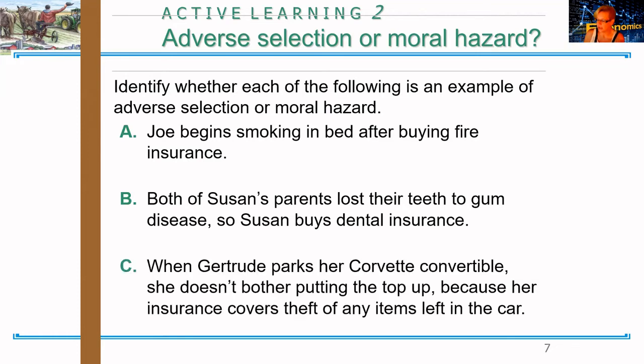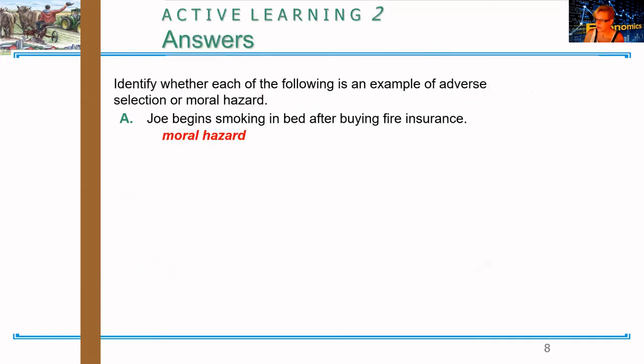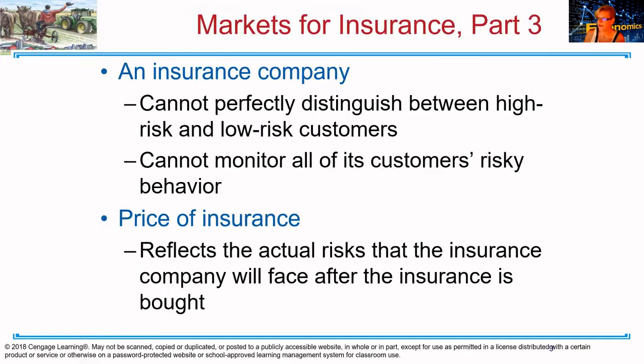When Gertrude parks her Corvette convertible, she doesn't bother putting the top up because her insurance covers thefts of any items. Again, she already has the insurance, so she's engaging in risky behaviors like leaving the top down because the insurance will cover any theft. All right, so moral hazard, adverse selection, and moral hazard.